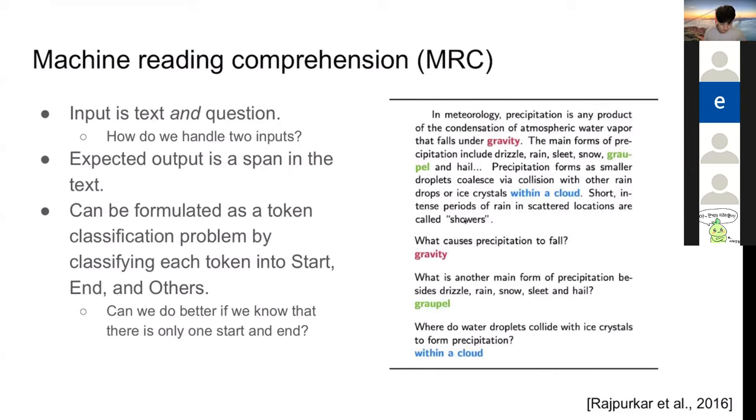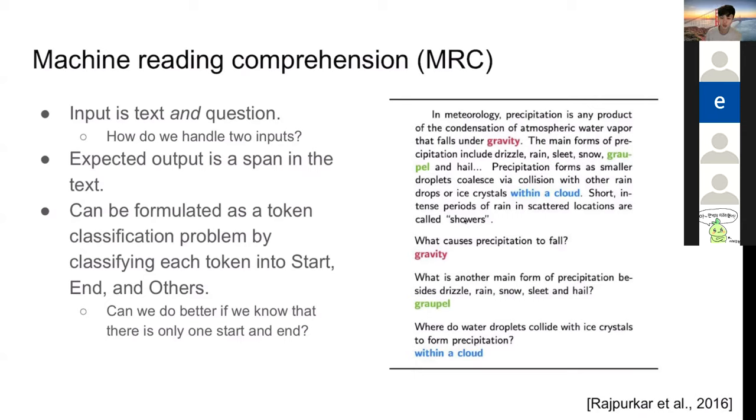So how about, can we do other tasks than the biotagging? One popular example is MRC. In MRC, you're given a question and document and you want to predict the answer. And we talked about the fact that here we can also consider the answer to be a span in the document. So we can approach it in the same biotagging way, but we can often do better because we know that there is only one answer.